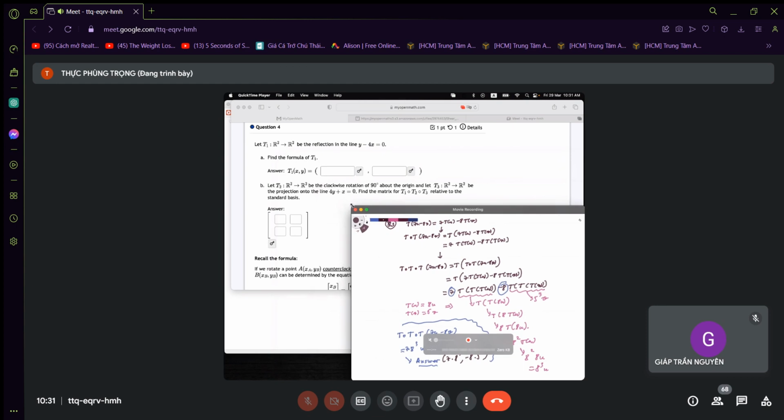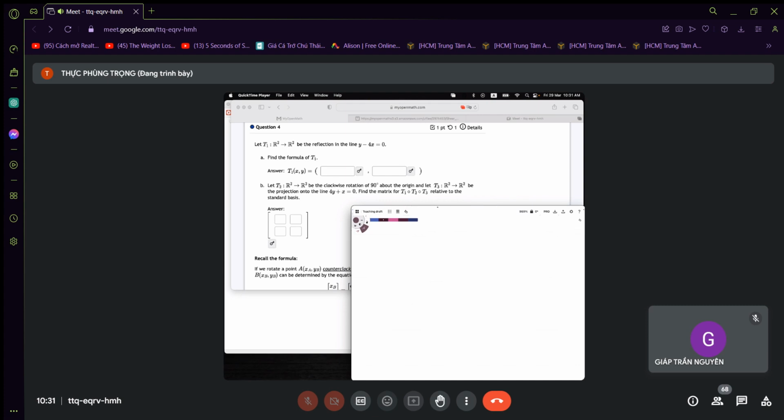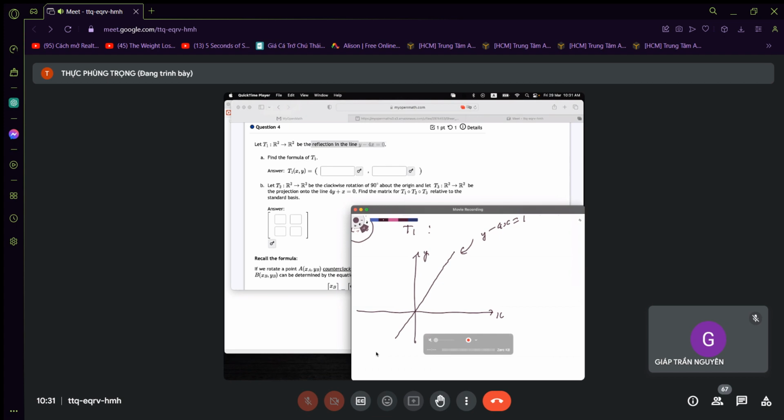What do we have in here? So in here we have T1 as a linear transformation. It's defined by the reflection in the line y minus 4x equals 0. Let's find the formula of T1. So let's do it. Is that all right with question number 3? Let me go to 4. So T1 is, by definition, you have the line y minus 4x equals 0, something like this. T1 is the reflection in this line. It means if you consider x, y right here, then this one is exactly T1 of x, y. Yeah, by definition, right?